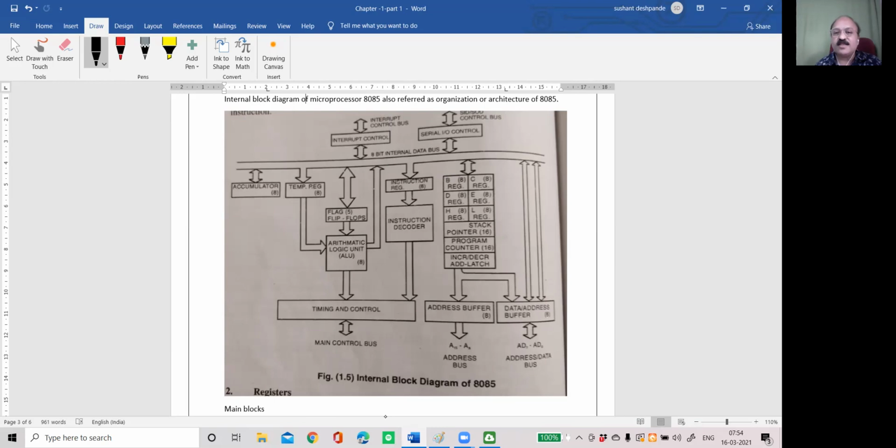So how many registers are there? 1, 2, 3, 4, 5, 6. Correct? And this accumulator is the 7th one. So these 7 8-bit general purpose registers are there.